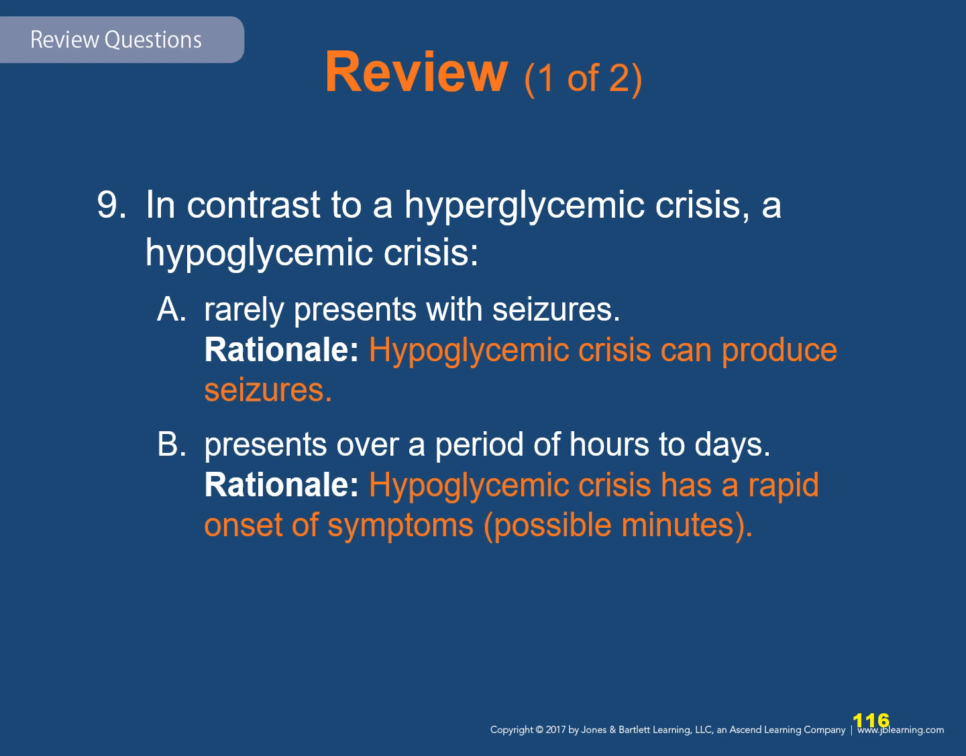In contrast to a hyperglycemic crisis, a hypoglycemic crisis, A, rarely presents with seizures. Hypoglycemic crisis can produce seizures. B, presents over a period of hours to days. Hypoglycemic crisis has a rapid onset of symptoms. It's possible to occur within minutes, not hours to days.